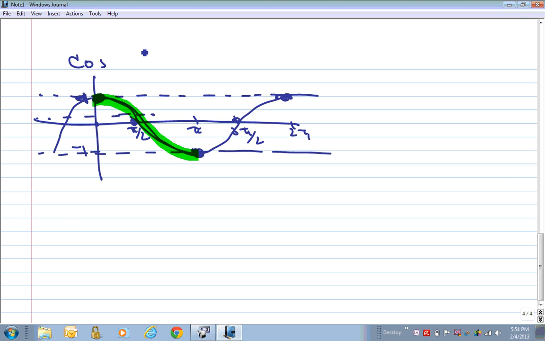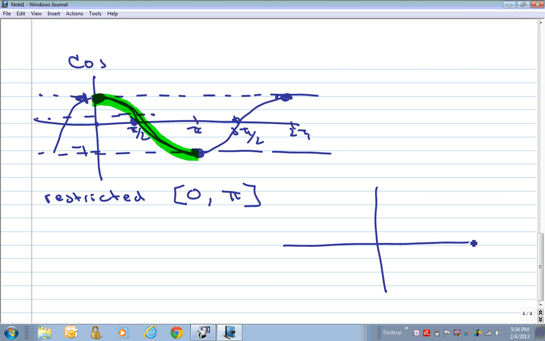So cosine is restricted from 0 to pi. What I do is I draw that on my little axis, and I think of it this way. From 0 all the way around to pi would be my inverse cosine restrictions. So our arc cosine values would have to be in the first or the second quadrant.